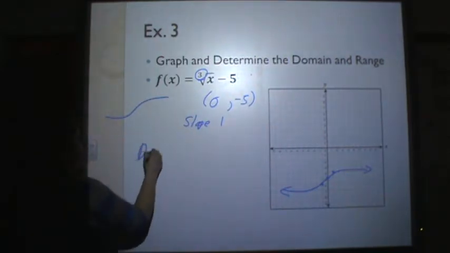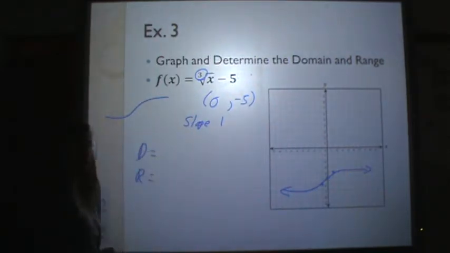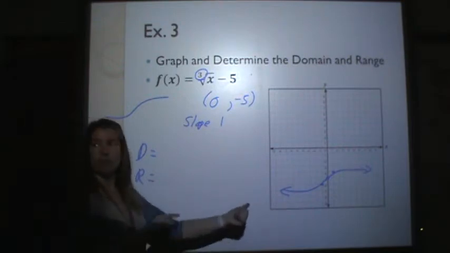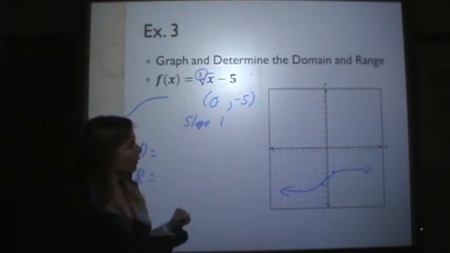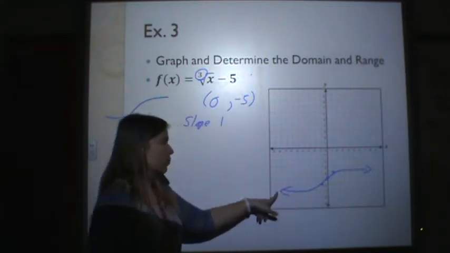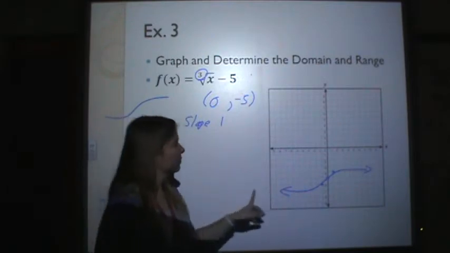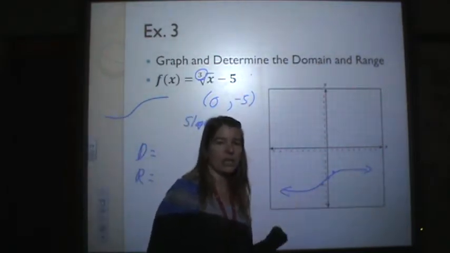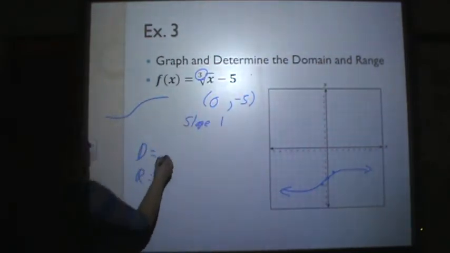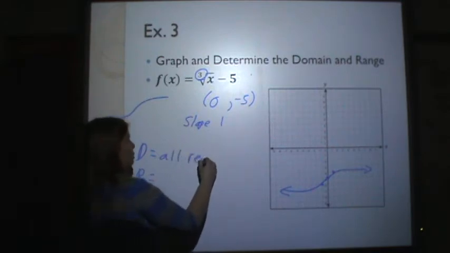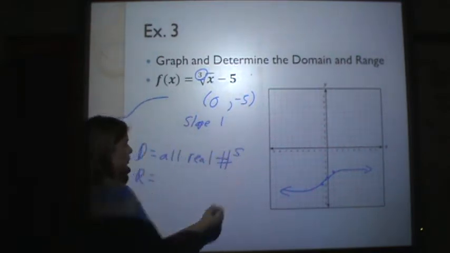Now if I want to talk about domain and range, D for domain, R for range. Remember, domain is your x values, which is your left and right. So what we want to look at is, does this graph always point to the left? Since it has an arrow, yes, this is always growing to the left. Is it always growing to the right? Yes, it is. So since it's going in both directions, it is all real numbers.